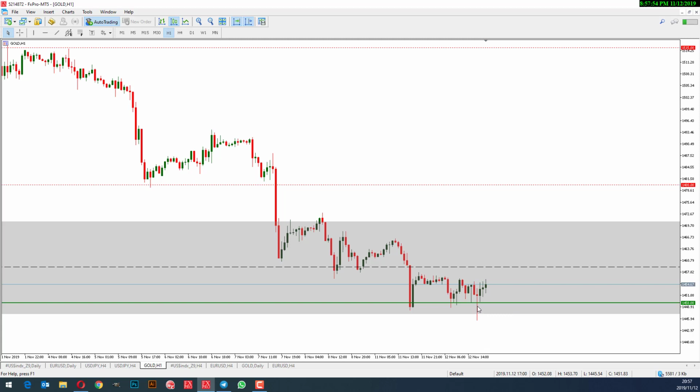So it's about the zones, guys. Take note of the zones, then you wait for those zones to show the price action, which is going to give you a better chance to trade the market.